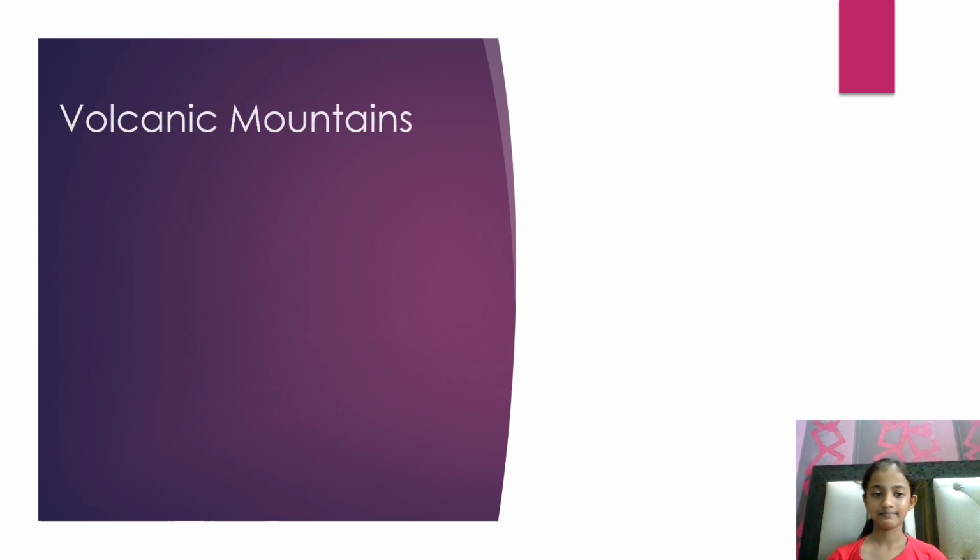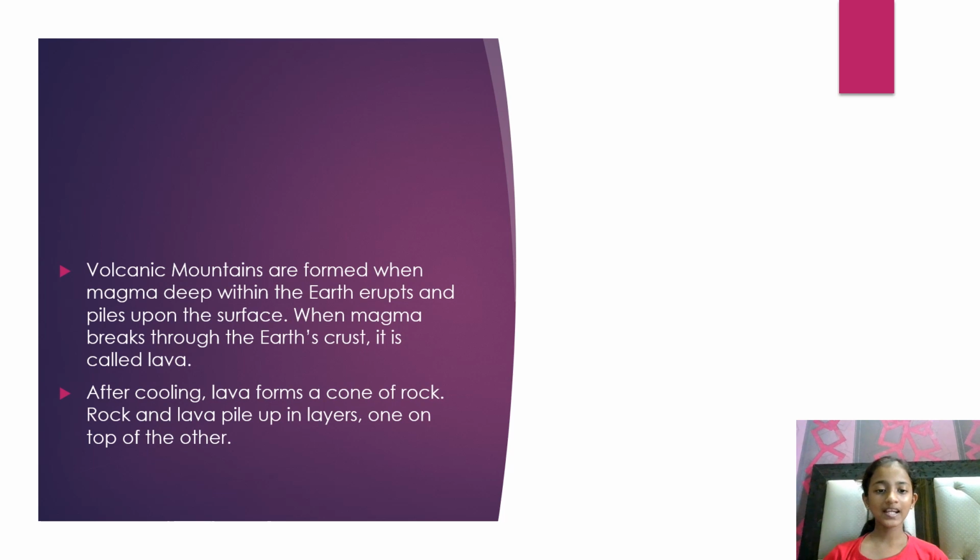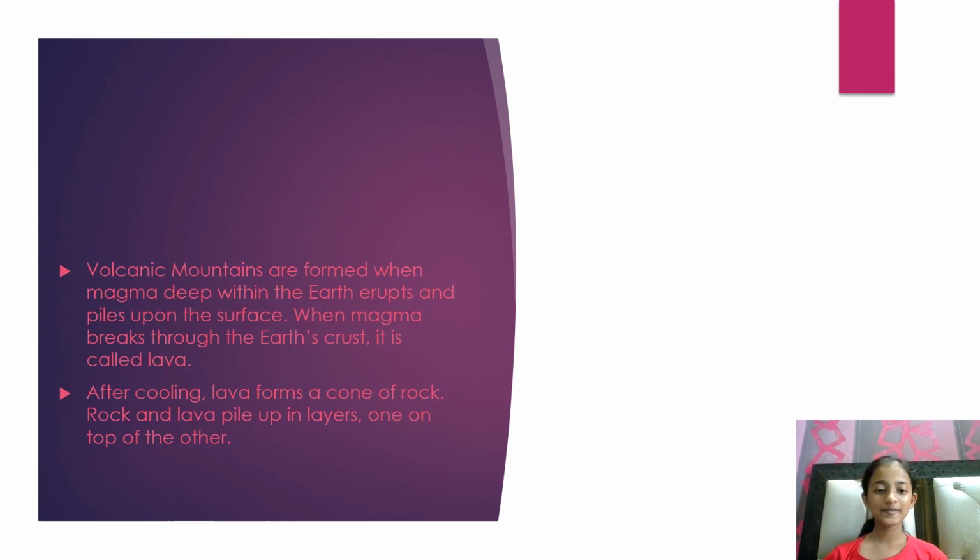Volcanic mountains. Volcanic mountains are formed when magma deep within the earth erupts and piles upon the surface. Now, magma is deep within the earth. Magma is the cause for the formation of lava.